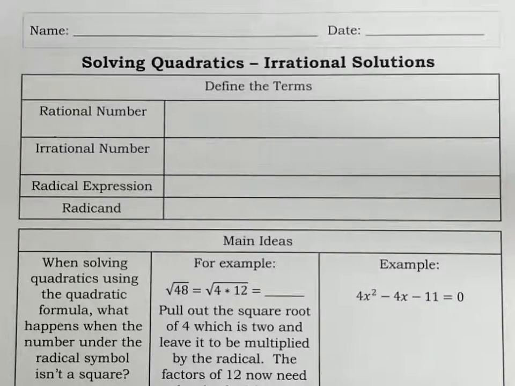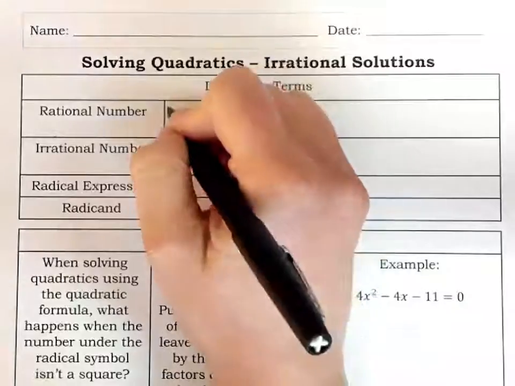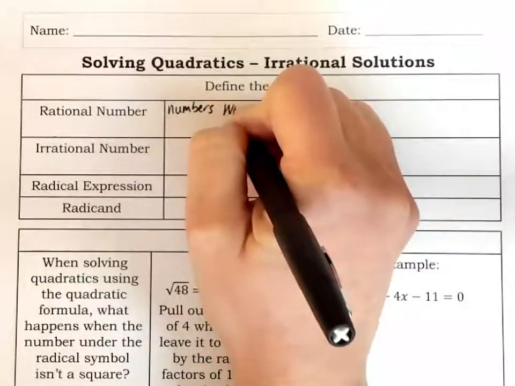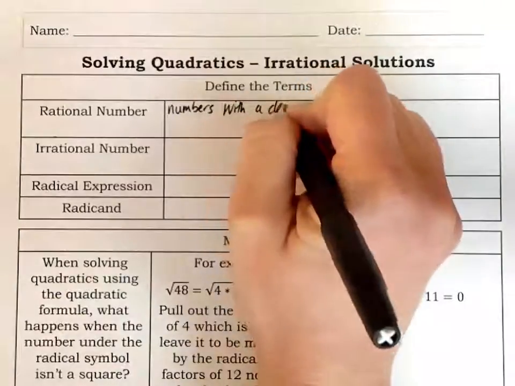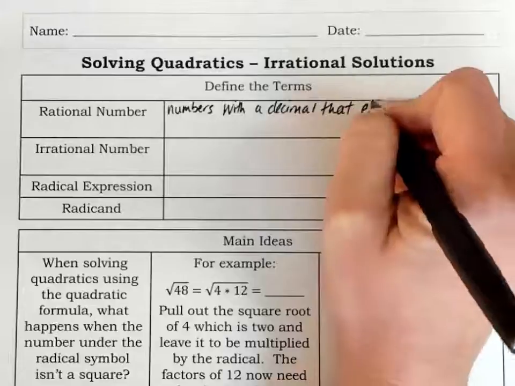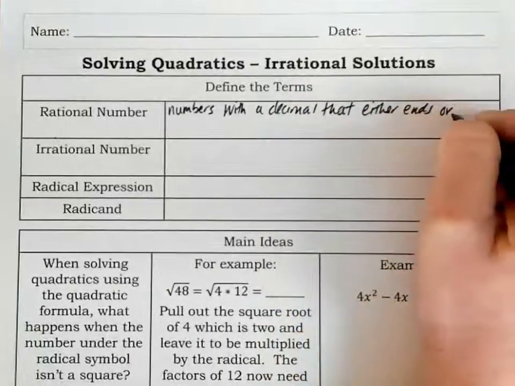Today we're going to discuss irrational solutions when we're solving quadratics. So rational numbers, just a few reminders of some vocabulary, are numbers with a decimal that either ends or repeats.